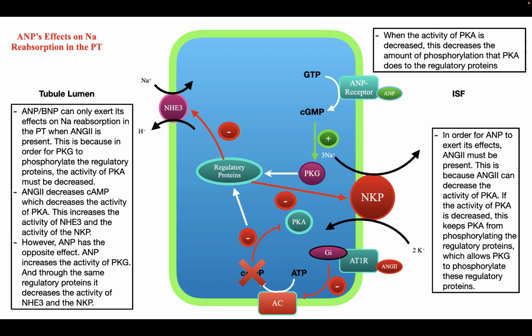Now, angiotensin II decreases cyclic AMP, which decreases the activity of protein kinase A. This decrease in the activity of protein kinase A increases the activity of NHE3 and the activity of the sodium-potassium pump. However, ANP has the opposite effect. ANP increases the activity of protein kinase G, and through the same regulatory proteins, it decreases the activity of the sodium-hydrogen exchange protein and the sodium-potassium pump.